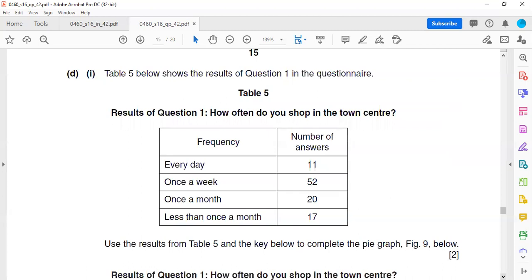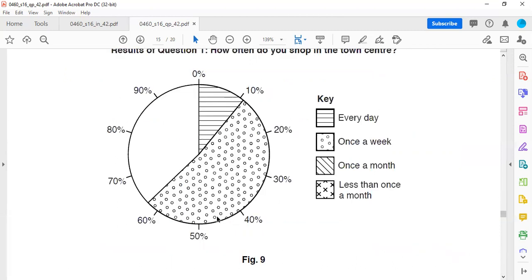Then, how often do you shop? They just want you to plot this. Use the result in table 5 and the key below to complete the pie graph on figure 9 below. So pick these statistics here to complete this. They've already done some for you. It's easy. What kind of graph is this? Yes, so they've done 2. They just want you to complete it. You know how to finish it, right? Yes, I do.